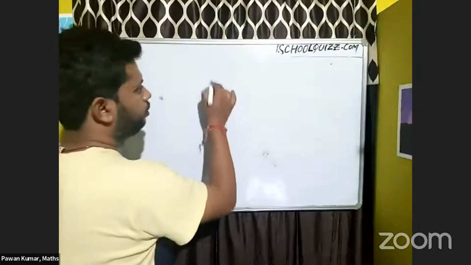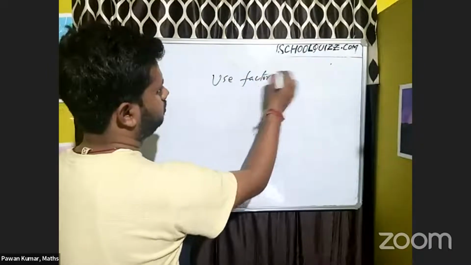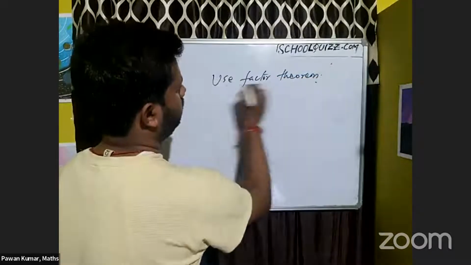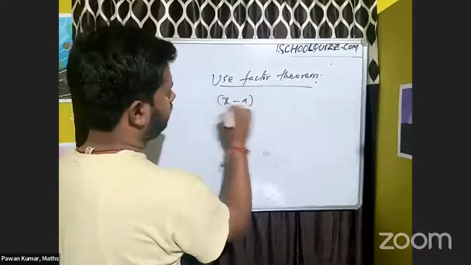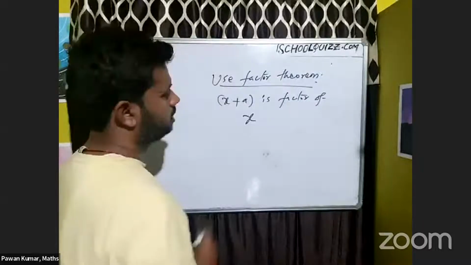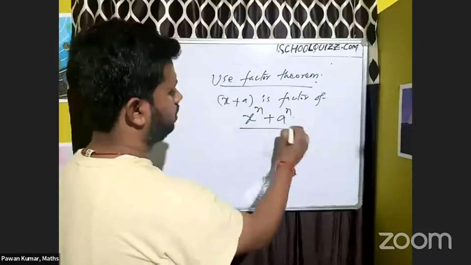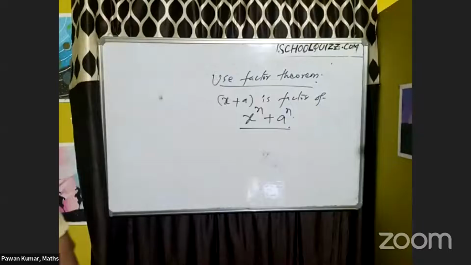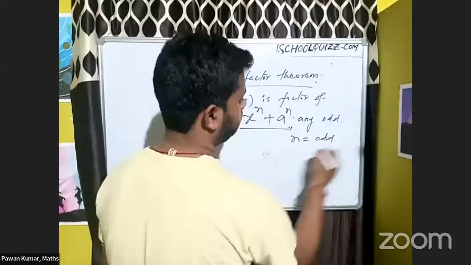See, use factor theorem. Correct. To prove x plus a is a factor of x to the power n plus a to the power n, for any odd positive integer n. Any odd means n is an odd positive integer. Correct.